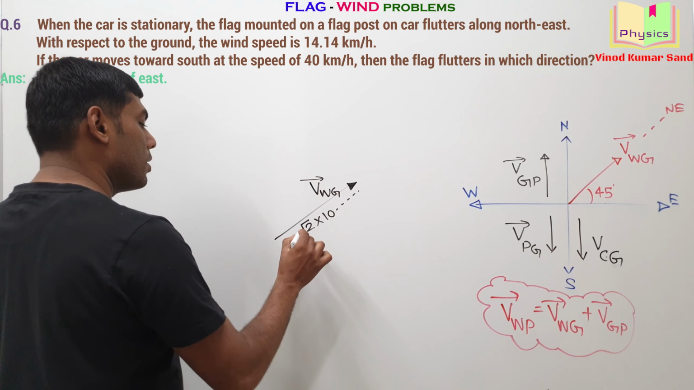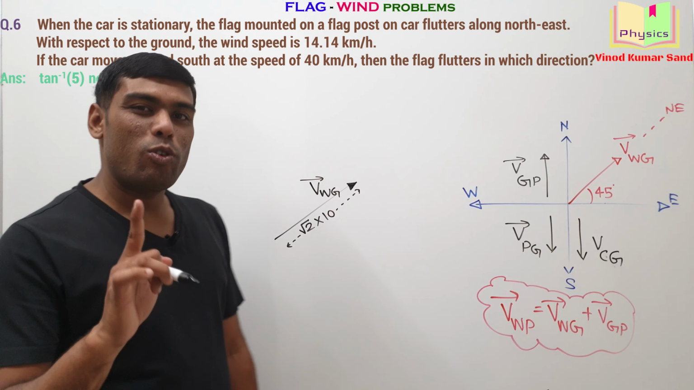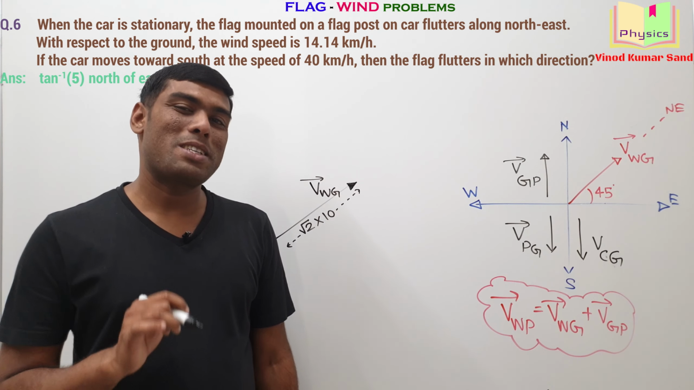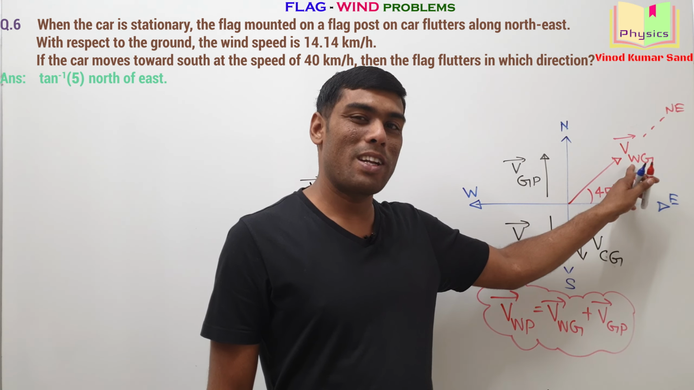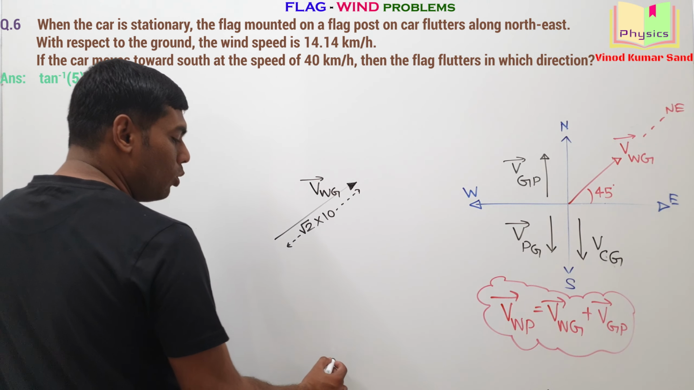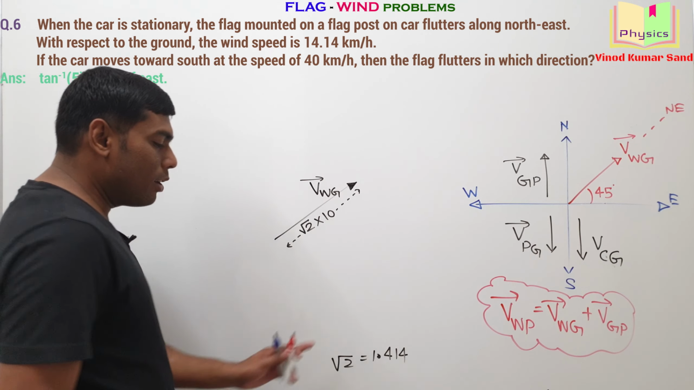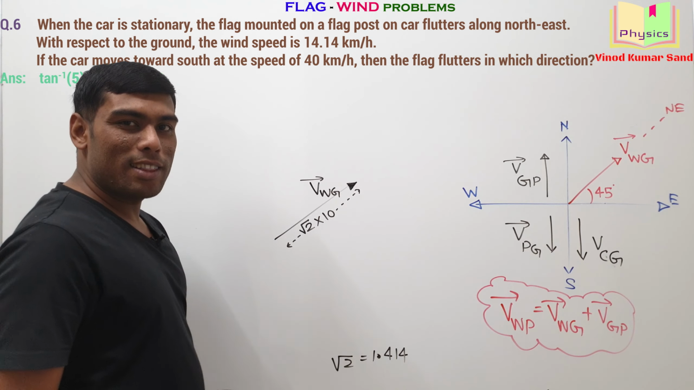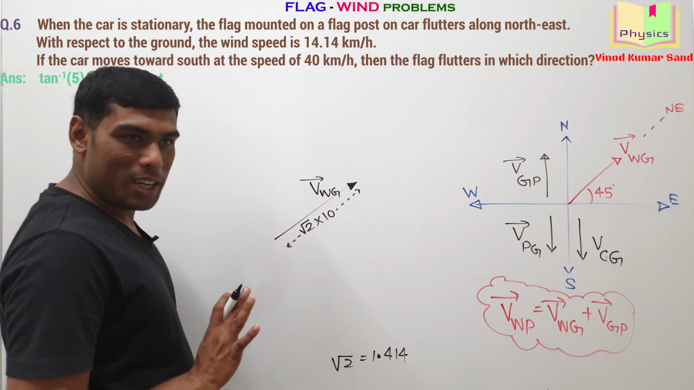Think about it. Do you agree with this? The number is 14.14. That number has been given intentionally. Velocity of the wind with respect to ground is given as 14.14 kilometer per hour. Actually, root 2 is 1.414. And if you multiply it with 10, you'll get the number 14.14. So this length is root 2 into 10.